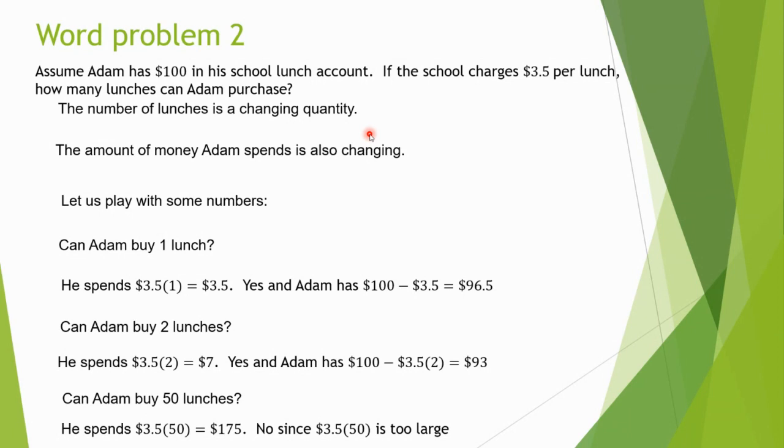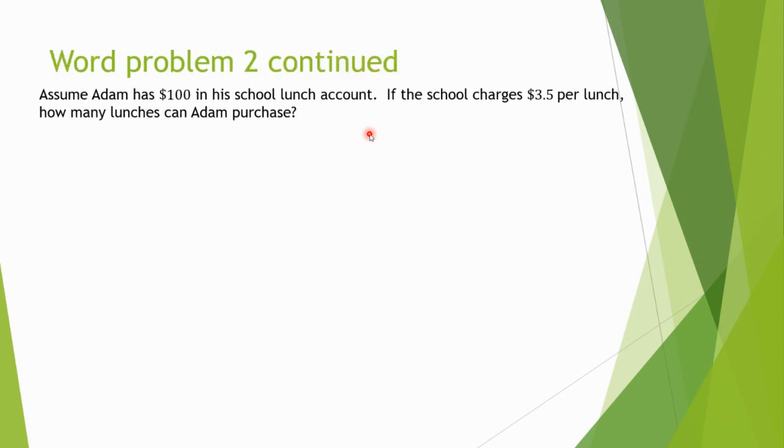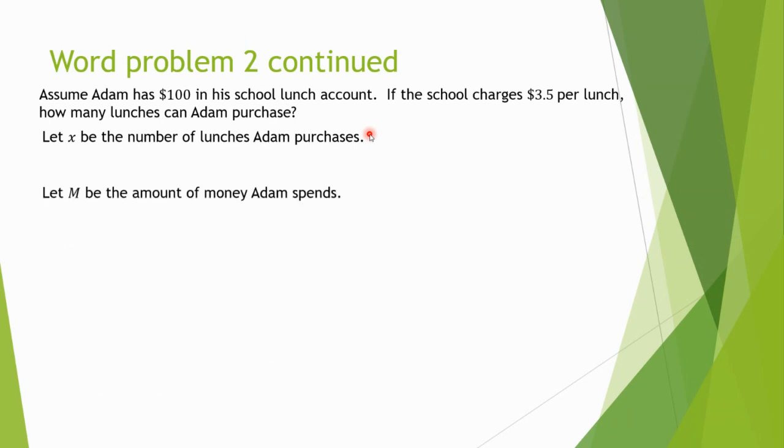Now we want to figure out what x is. Well, how do we do that? Well, let's set up some notation. So that's what we're going to do here. I just reproduced the problem above as well. So we're going to let x be how many lunches that Adam purchases, Adam buys. That's going to determine how much money he spends. So the amount of money he spends depends on x. So we're going to let m be how much money he spends, and that's going to depend on x.